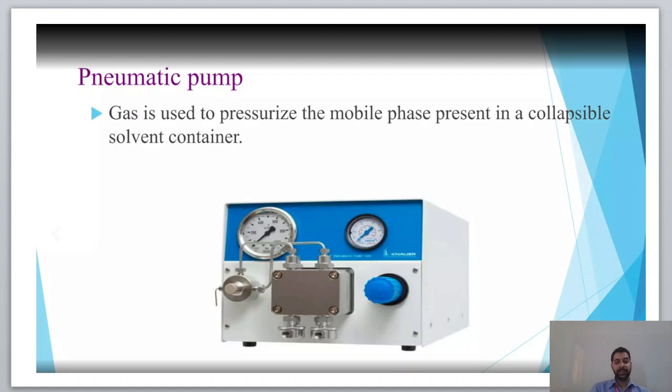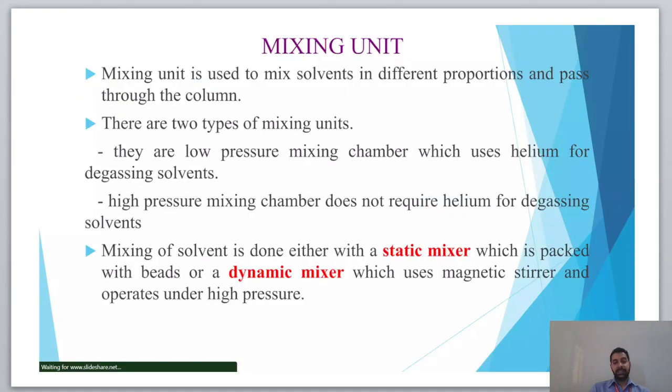Next is pneumatic pump. Gas is used to pressurize the mobile phase present in a collapsible solvent container, and the diagram is shown in the figure. Mixing unit. Mixing unit is essential in order to degas the solvent, means mixing unit is used to mix solvent in different proportion and pass through the column.